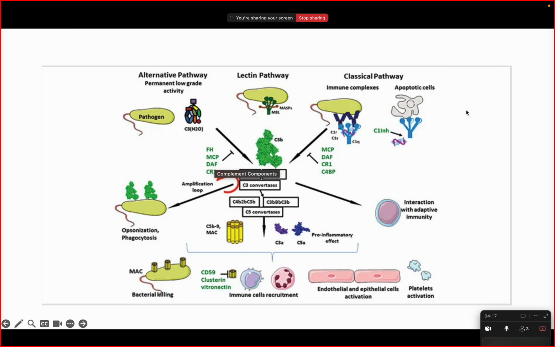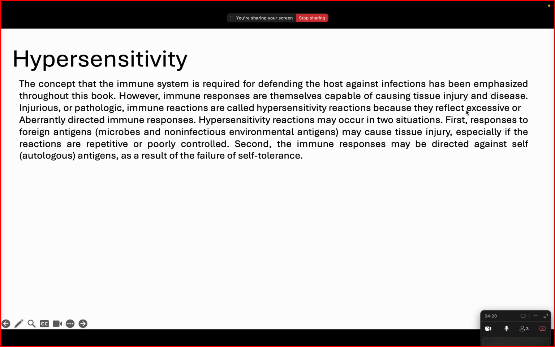This is the overall representation of that, only this part. So this we have not discussed. Okay, so we are going to go a little bit faster through this because we can understand these topics from the questions and the previous year questions as well. So the concept that the immune system is required for defending the host against infections has been emphasized throughout the book. The book which I am referring to here is the same book which is discussed in the lectures.